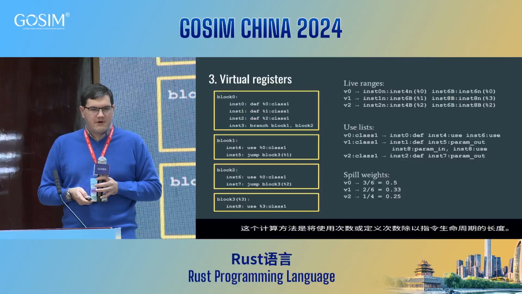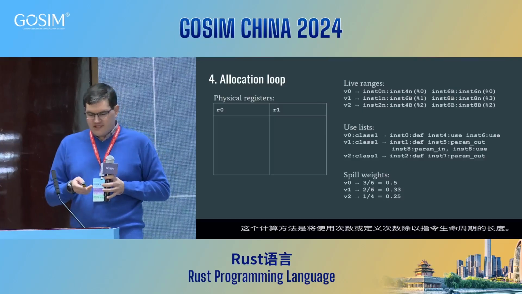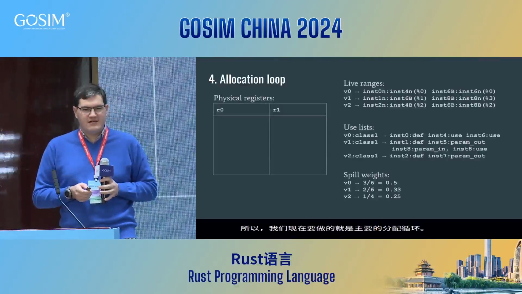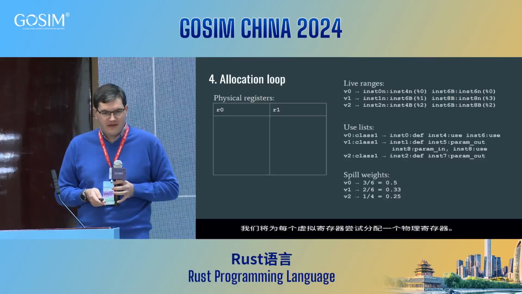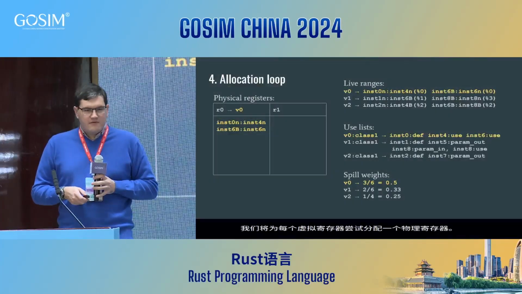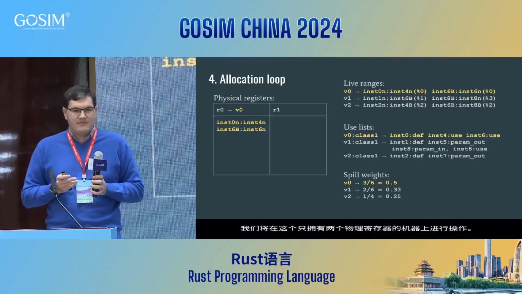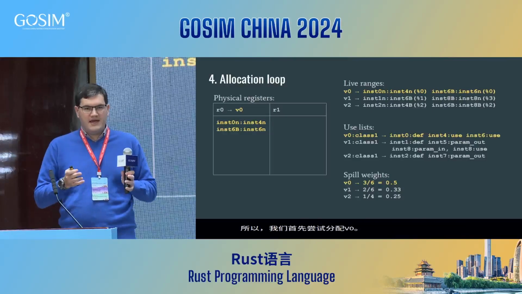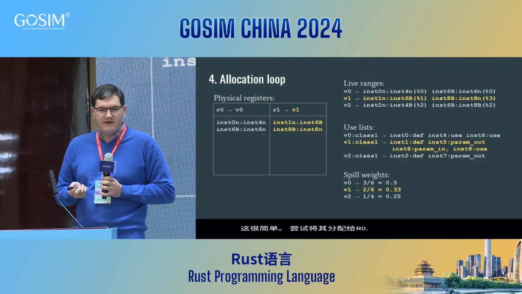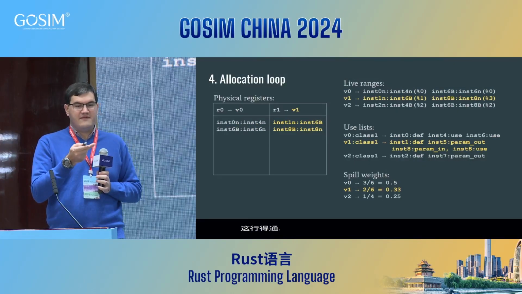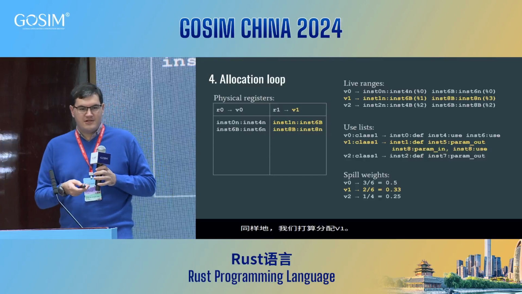So what we're going to be doing now is the main allocation loop. We're going to, for each virtual register, try to assign it to a physical register. To make things more interesting, we're going to do this on a machine that only has 2 physical registers. So we're going to start off by trying to allocate V0. It's easy. Try to allocate it to R0. It works. It doesn't conflict with anything that's there. Similarly, we're going to try and allocate V1. We can't allocate V1 to R0 because V1 conflicts with what's already in R0. So we're going to put it in R1 instead.